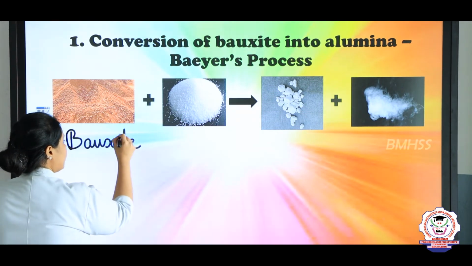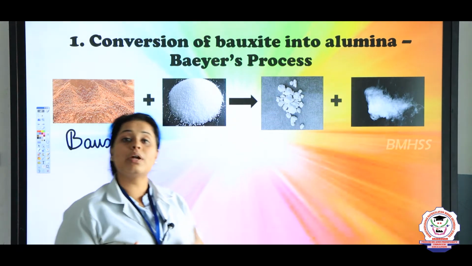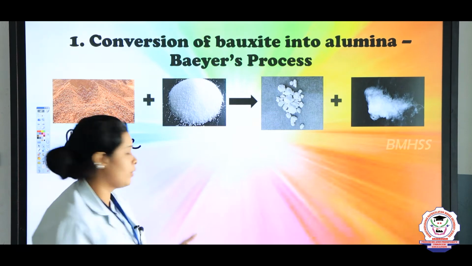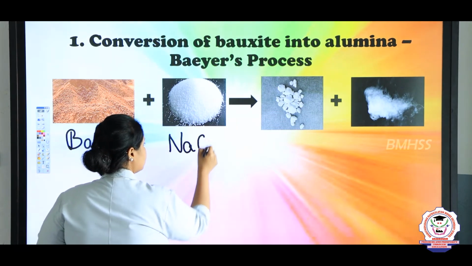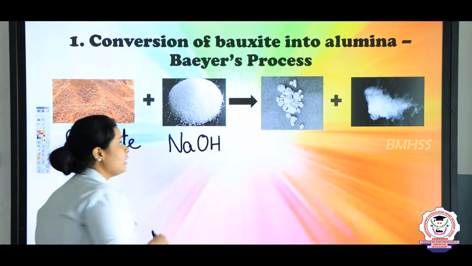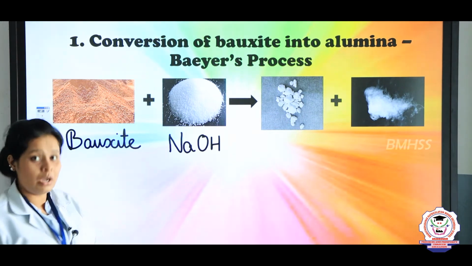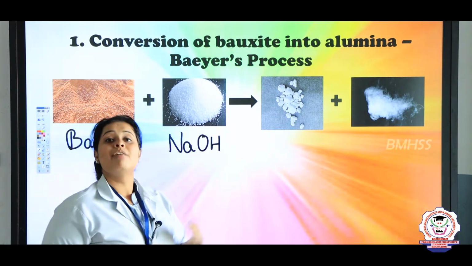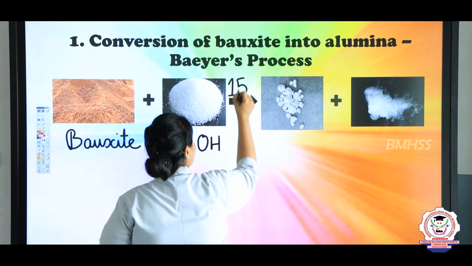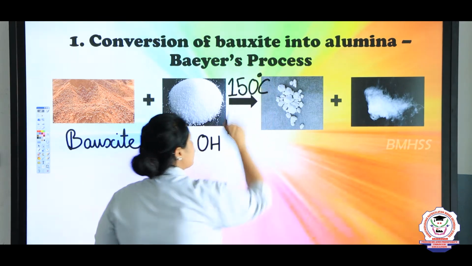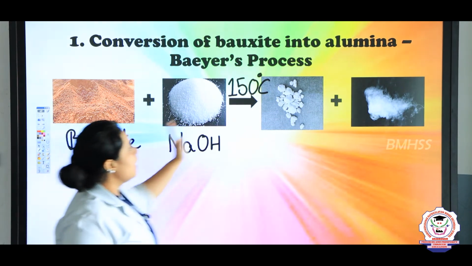In bauxite, we are adding some amount of caustic soda. Caustic soda is also known as sodium hydroxide. So I'll write here the formula of sodium hydroxide. After adding sodium hydroxide, you have to grind it at a very high temperature, and the temperature here is 150 degrees Celsius. What is the temperature? 150 degrees Celsius.